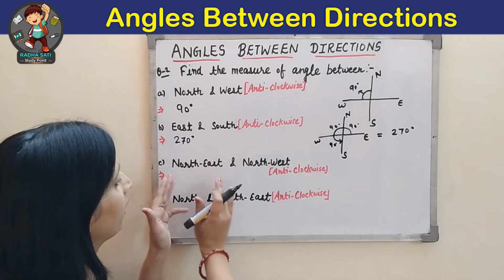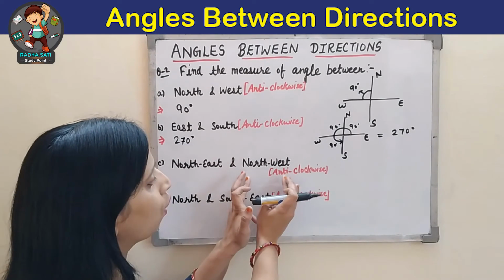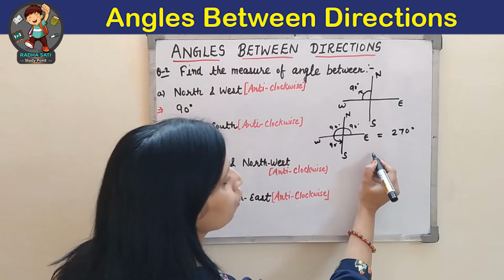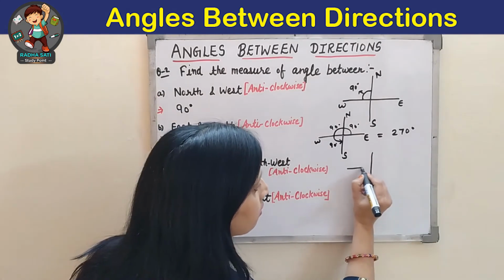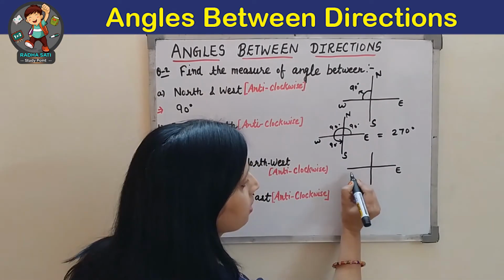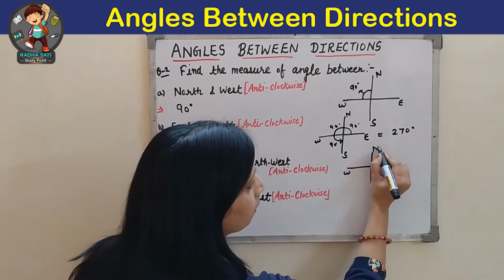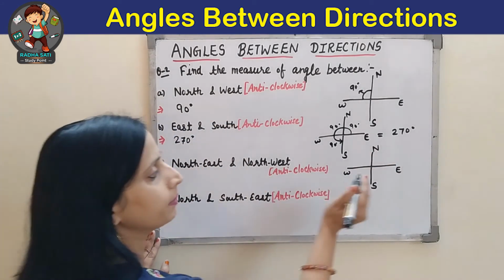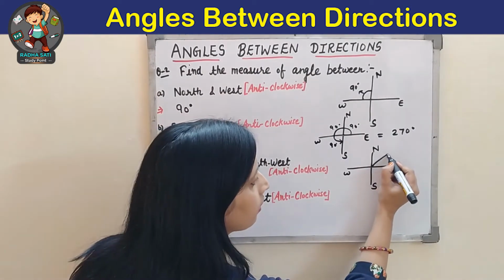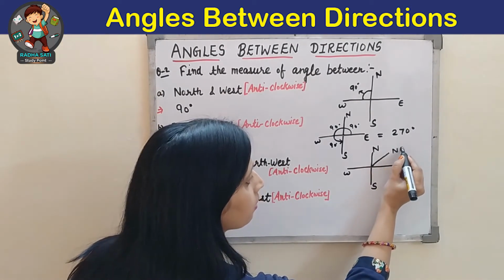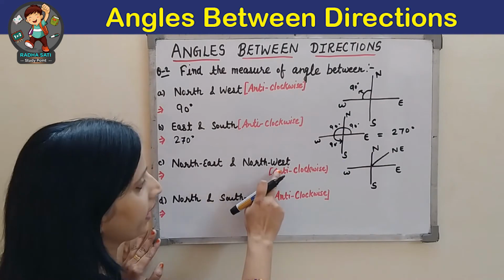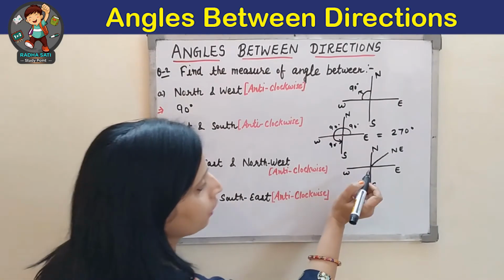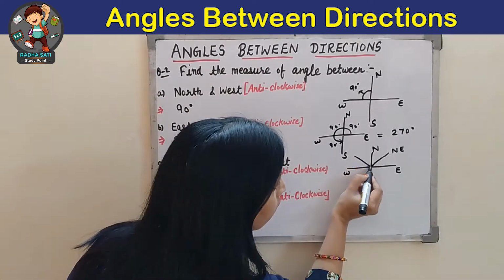Okay. Now the next one is northeast and northwest. So northeast and northwest. So again, east, west, north and south. Now the northeast will be between north and east. Here it's northeast, and the northwest will be between north and west. So it will be here.